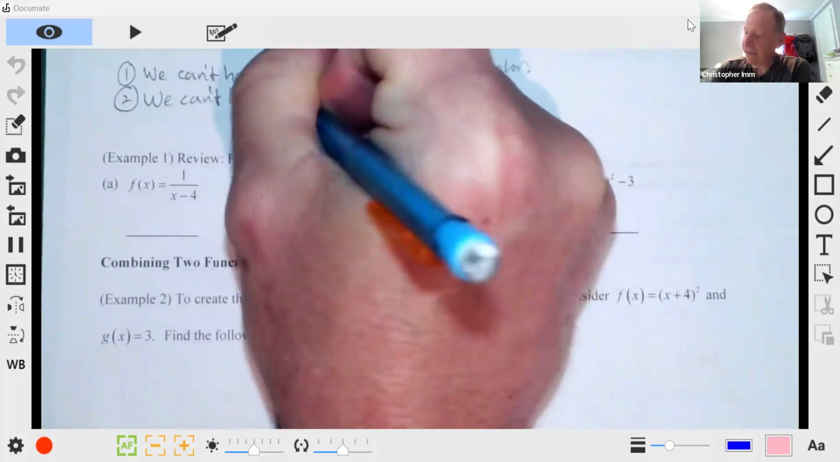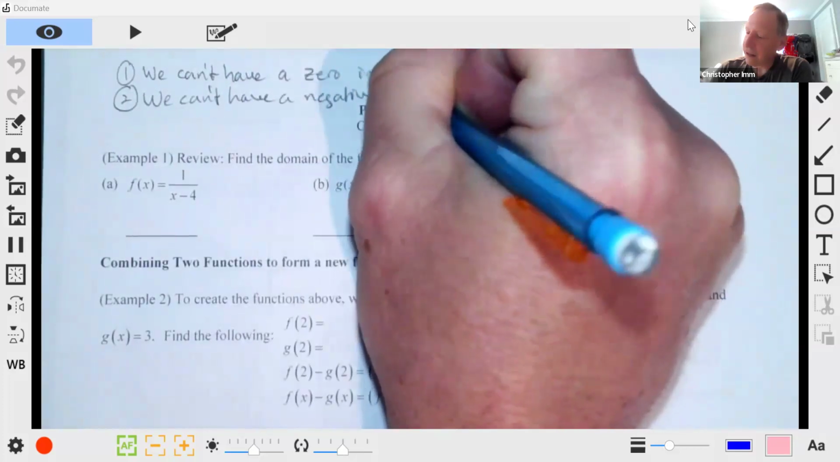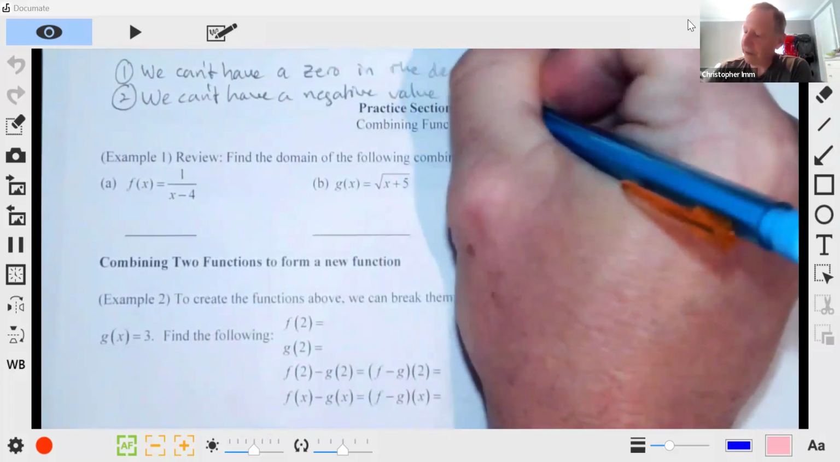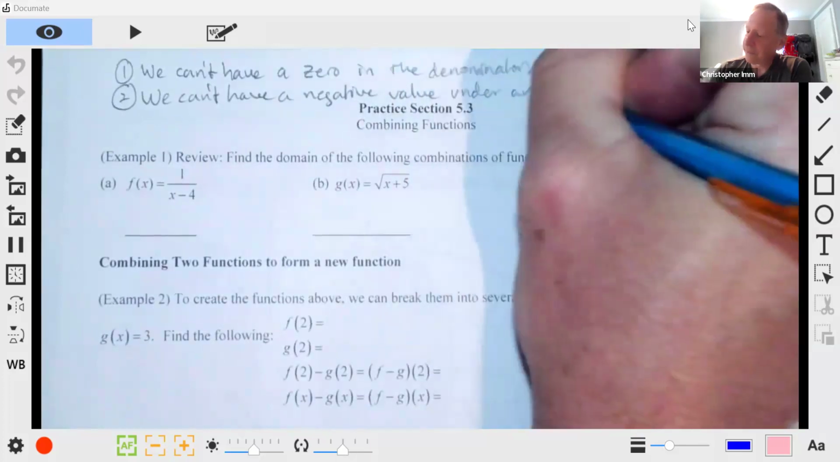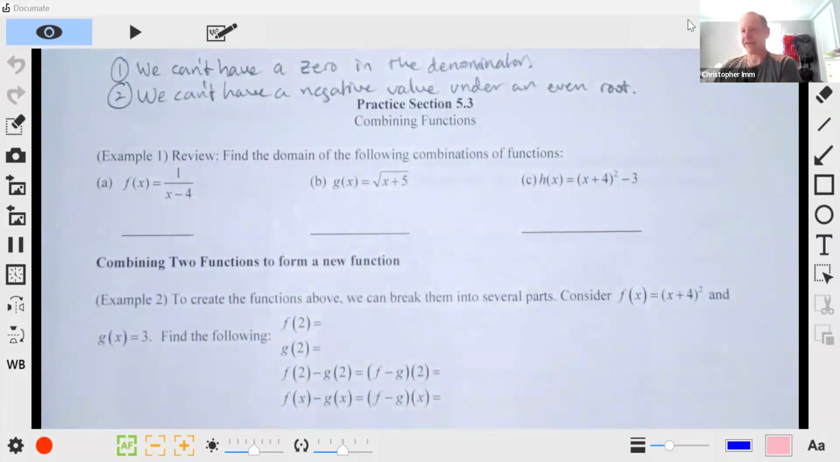a negative value under an even root. Again, this is true because if we have like the square root of -4, we would have an imaginary number like 2i, or the fourth root of a negative number. We can't find a real number that we can multiply together 4 times that's going to give us a negative number. It just doesn't work. So those won't be real numbers.